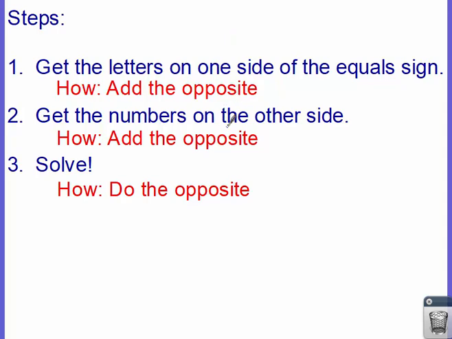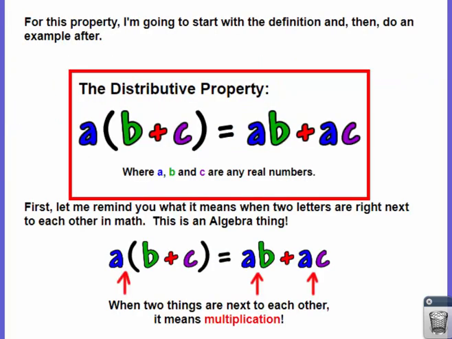We're going to learn one more thing that we do above getting letters on one side, numbers on the other. Sometimes you have to do some things. So today we're going to learn about the distributive property. Now this is what the distributive property says. It says I can take A and multiply it by the sum of B and C. So it basically says I can add first, then multiply, or I could multiply first, then add. And this will happen anytime A, B, and C are any real numbers. It will work.